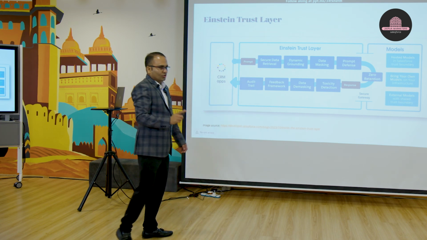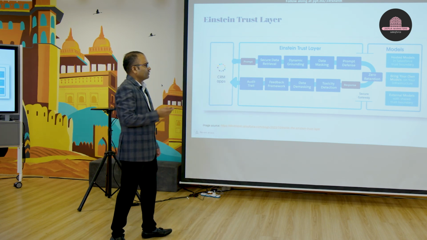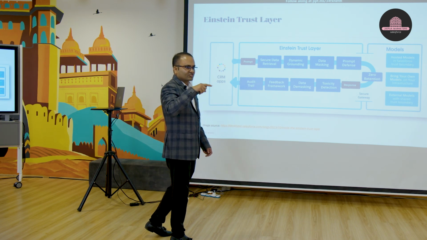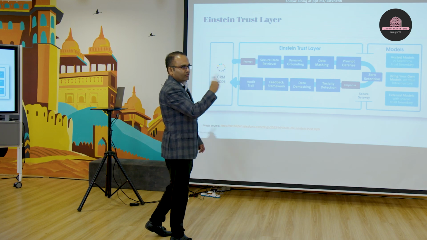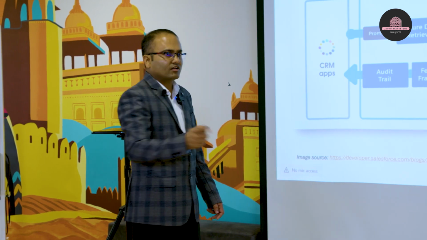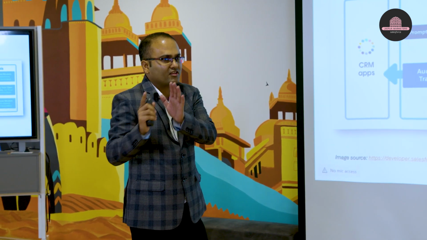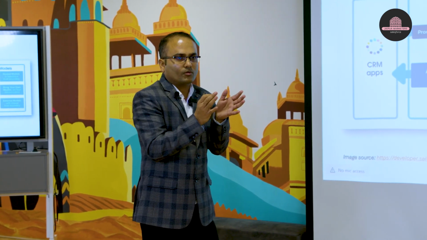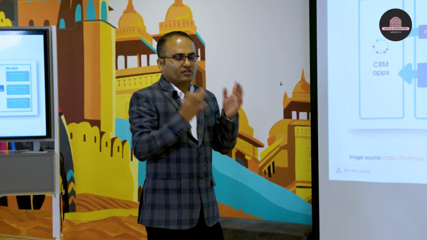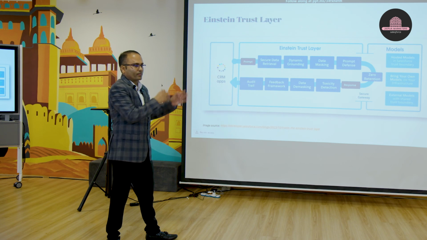After all this security check, grounding, and retrieval, that prompt instruction will be sent to the AI model. The AI model can be hosted in the Salesforce Trust Boundary, or you can bring your own AI model, or you can use any external AI model. Where we can select this AI model while writing the prompt template, I will show you that. We can select which AI model we want to use in Prompt Builder.